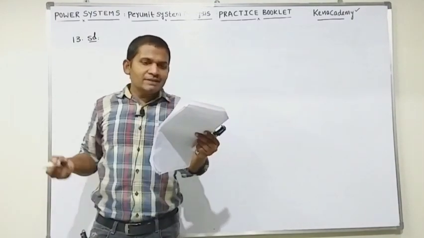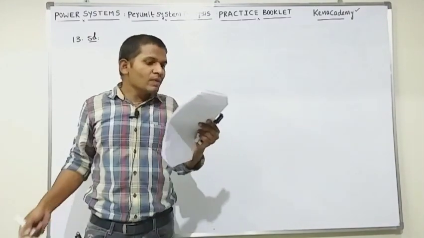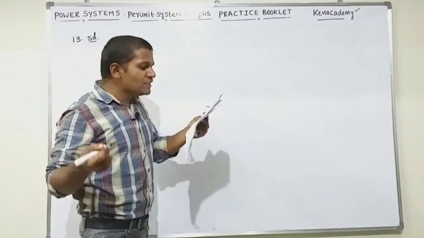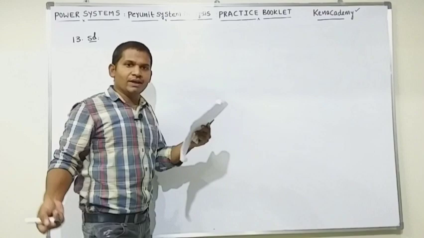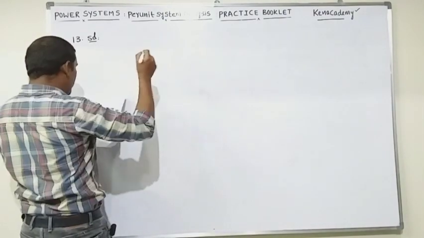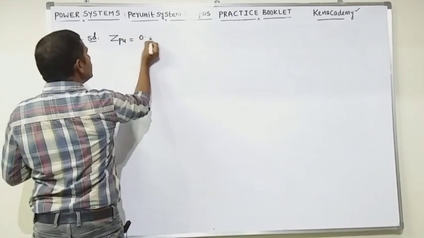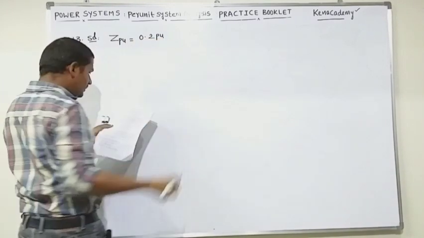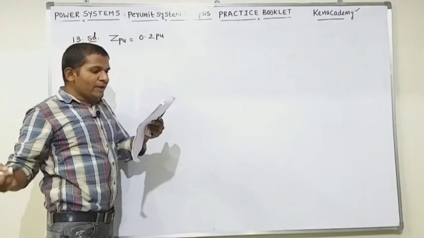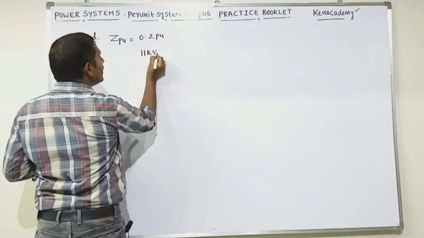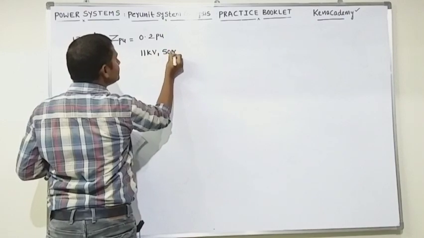I am reading the question. It is asked in ESE 1996. The impedance value of a generator is 0.2 per unit on a base value of 11 kV, 50 MVA. The per unit impedance, what is Z per unit equal to? 0.2 per unit. Is it correct? 0.2 per unit, and a base value of 11 kV, 50 MVA.